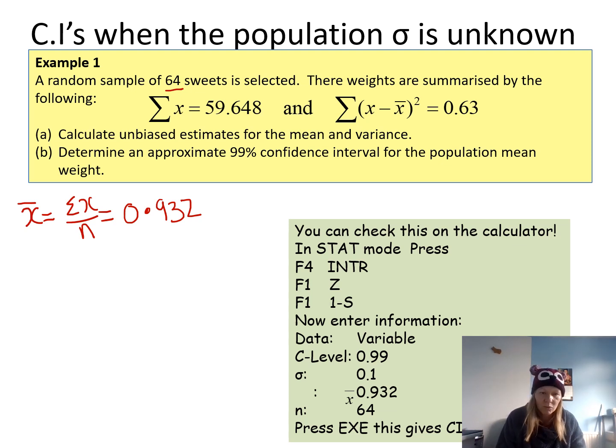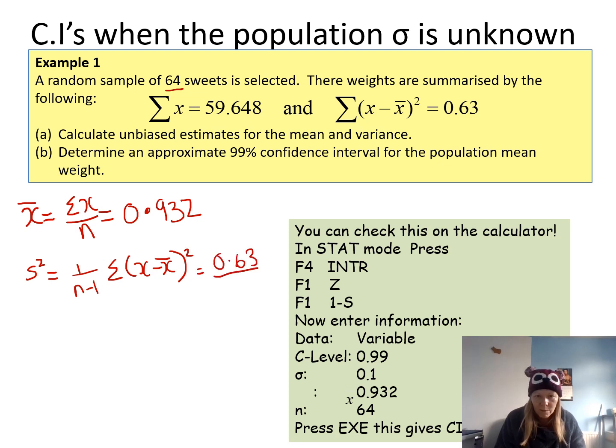So the variance isn't known, so we estimate it as s squared. We use the formula we've just seen a minute ago, which was 1 over n minus 1 of the sum of that exact thing we are given here. So basically all we're doing is dividing 0.63 by n minus 1, which is 63. Right, let's put it on there.